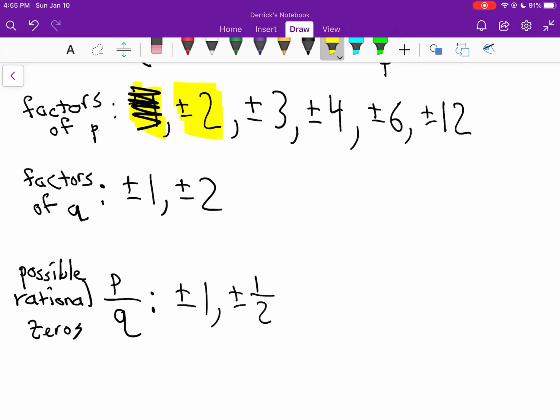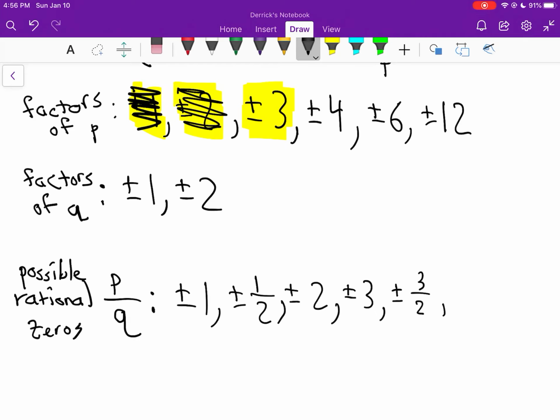2. I'm going to take that factor of p and divide it by both 1 and 2, both of the factors of q. 2 divided by 1 is 2. So we'll add that to our list. And then 2 divided by 2 gives us 1. Well, we already have 1 right here in our list, so I don't need to repeat that. I just get to move on, so I'm done with this. Now I move on to 3. I'm going to take 3 divided by both of the factors of q. 3 divided by 1 is 3. 3 divided by 2, well, it doesn't come out evenly, so we'll just write it as 3/2.